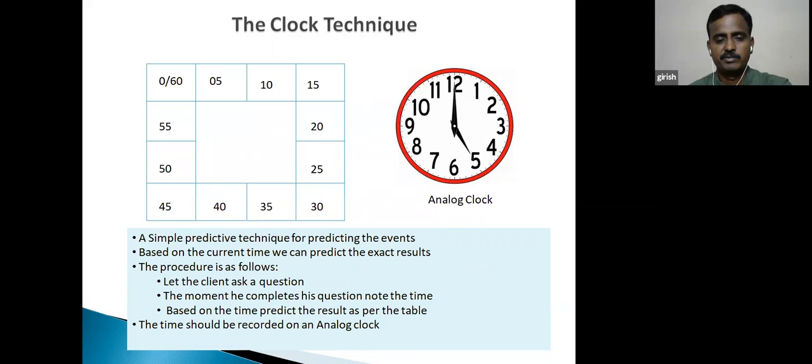Okay, if you see on the left side, I have marked these 12 houses by different numbers.